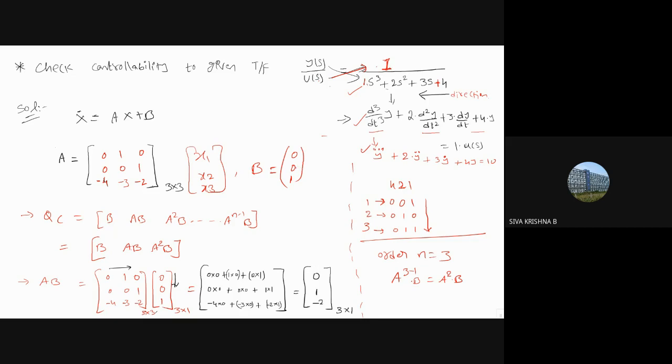Okay? Don't confuse with this. Let us consider some y equals to x. Like that, you have to proceed.